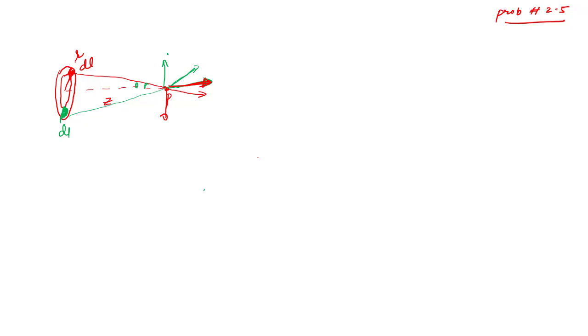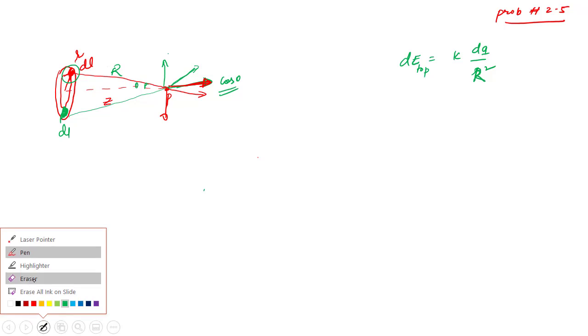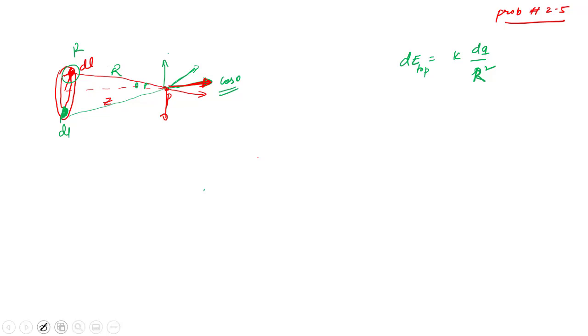So we have the cosine theta components that survive. If I now look at the electric field from this tiny little charge, let's call that dE, from the tiny charge at the top of the circular loop, that would be k dq by r squared. Sorry, let's change the radius of the loop to capital R so that we can keep the distance r as a variable.